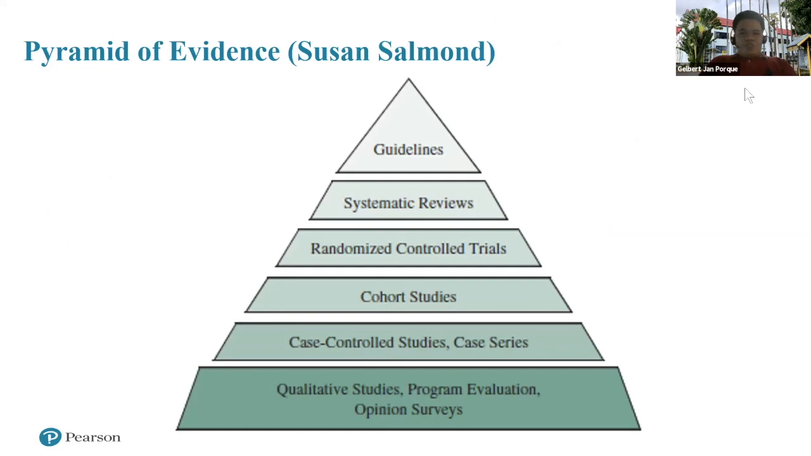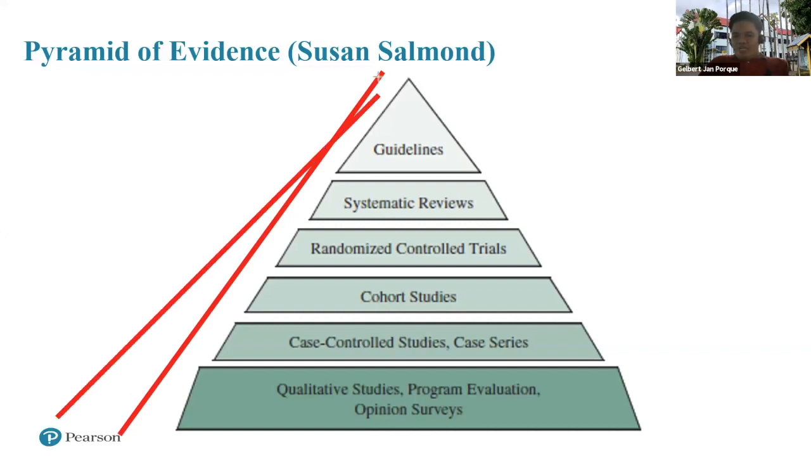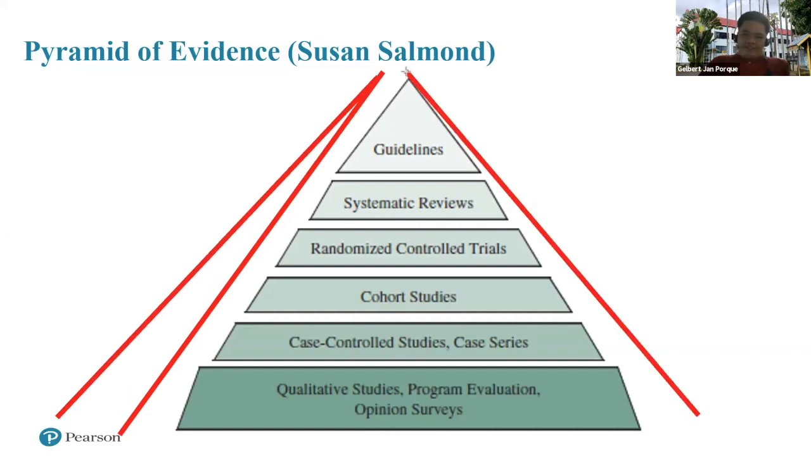Okay, so this is the pyramid of evidence. I am not sure how this is pronounced, but according to Madam Susan here, these are the levels of evidence. The higher you are in the pyramid, the more reliable your evidence is. The higher we are on this pyramid, the more reliable the evidence is.